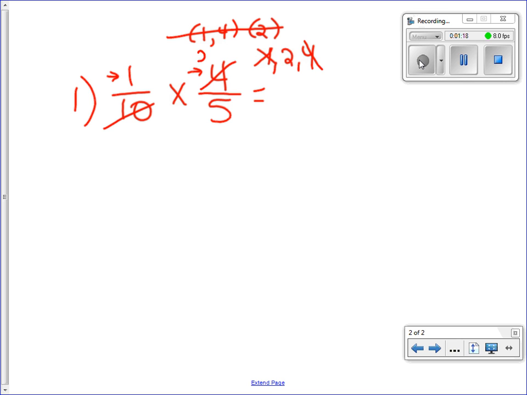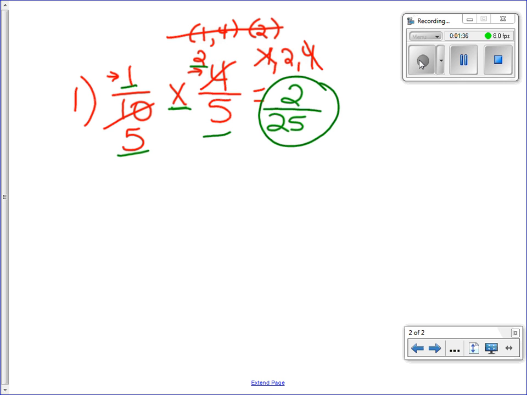4 divided by 2 is 2. 10 divided by 2 is 5. Now I can simply just multiply across. 1 times 2 is 2. And then 5 times 5 is 25. And since I've already reduced it within my problem, that's going to be simplest form. Next, let's go look at number 2.